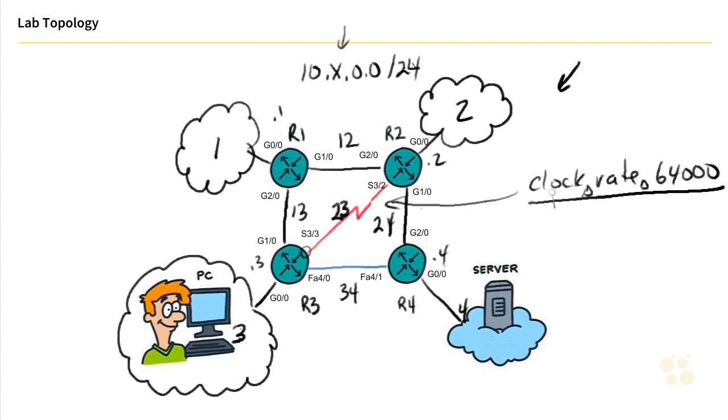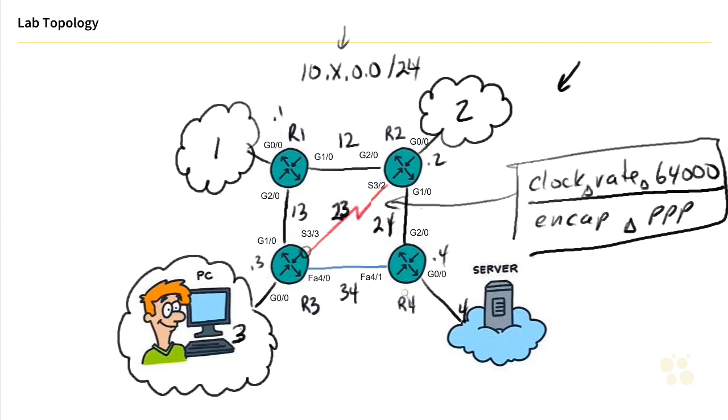We need to issue this command just once, and also encapsulation ppp. By default, it uses HDLC, so I want to use PPP for the lab, but that's the only addition other than standard IP addressing across the board. So if you're up to it and want the extra practice, rock on, my friend.